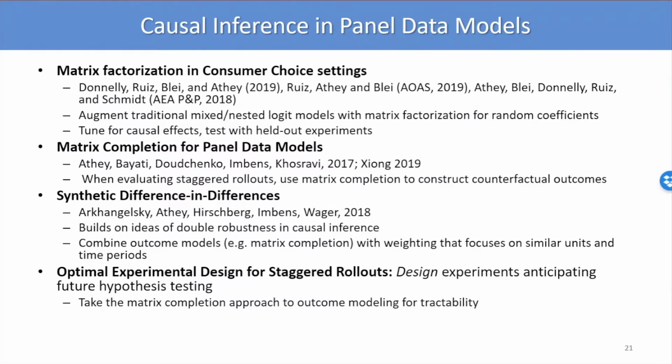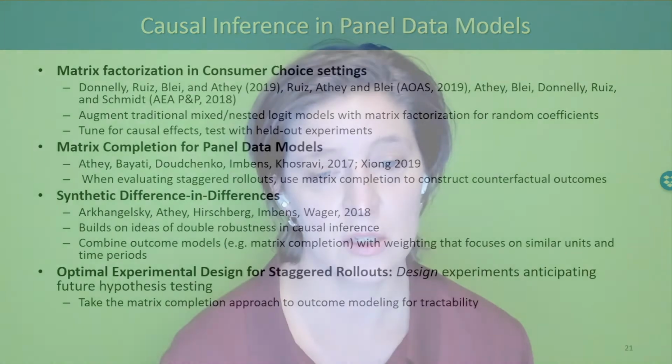Now, all of this is about analyzing data that's already been created. What I want to talk about next is optimal experimental design in a setting where we have staggered rollouts. So we want to design experiments in a way that anticipates future hypothesis testing. And in these settings, we're going to take the matrix completion approach for outcome modeling. So we're going to design an experiment anticipating that we would use some of these techniques I just mentioned to analyze the data once it emerges.